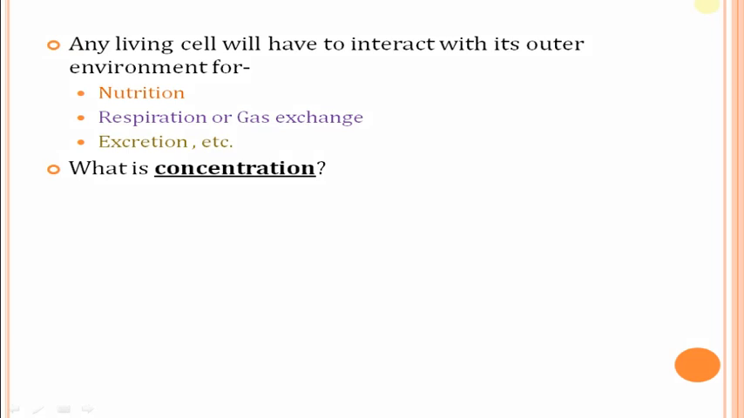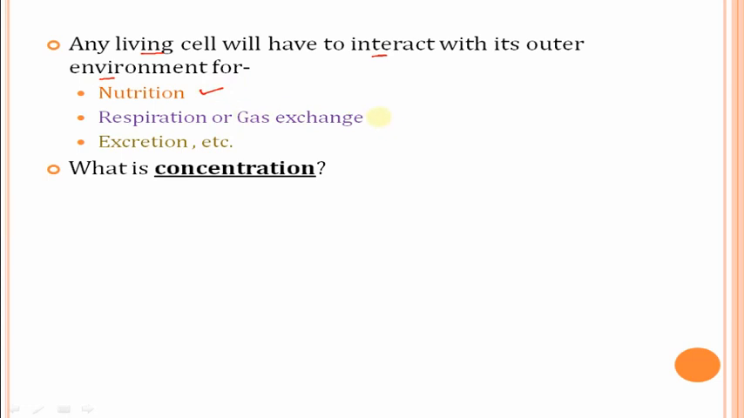So in simple ways, any living cell, I'm talking about only living cells here, will have to interact with its outer environment for different purposes. Which purposes? It can be nutrition. Nutrition means the food that we eat that provides us energy so that we can do our things. If I can't eat, then how will I play with my friends? Is it possible? No. I have to have my favorite cakes or my favorite burgers so that I can feel energetic and I can go to school and play with my friends. Yes, so this is nutrition.